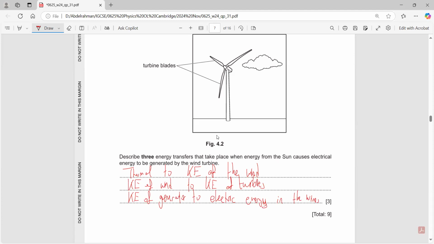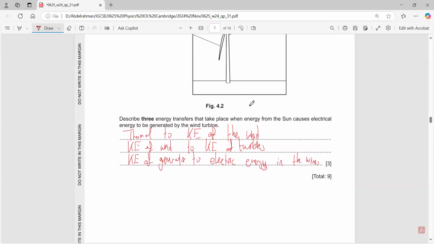What does the sun have to do with this? The sun heats up the air. The sun is the main source of the wind energy. Without the sun, you wouldn't have any wind. The sun heats up the air, causes convection, causes wind currents. The sun is responsible for all of this. Okay?